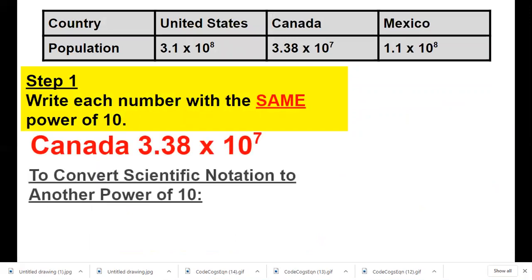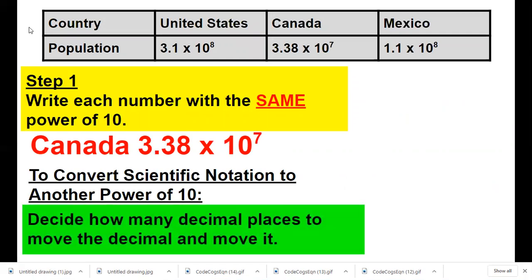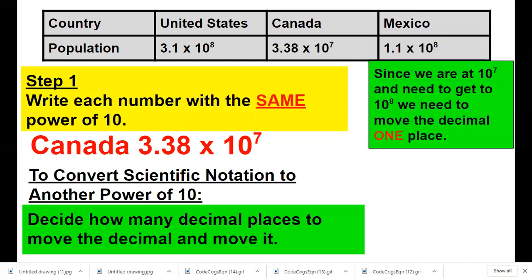How do we rewrite it? To convert scientific notation to another power of 10, we need to get it into 10 to the 8th power. We're going to decide how many decimal places to move the decimal. Did you say move the decimal? Were you thinking that? And then we move the decimal. So we're going one place up. We're going from 10 to the 7th to 10 to the 8th. So where are we going to move our decimal, left or right one place? Since we are at 10 to the 7th and we need to get to 10 to the 8th, we need to move the decimal one place because 7 to 8 is one spot, right? From 7 to 8, you're going one unit.